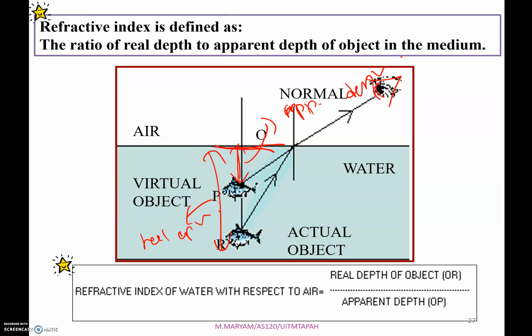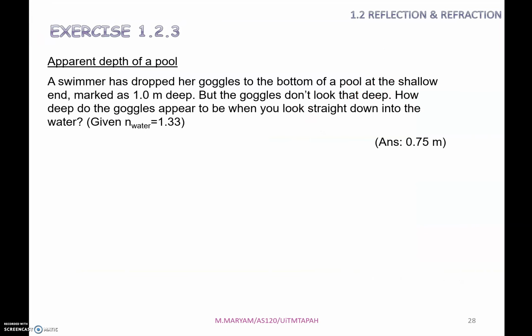So the equation will be n equals the real depth of the object divided by the apparent depth of the object. Let's do an example. A swimmer has dropped her goggles to the bottom of a pool at the shallow end marked as 1 meter deep. So this is the real depth, because that's the actual depth of the pool. But the goggles don't look that deep. How deep do the goggles appear to be when you look straight down into the water? The key words here: how deep do the goggles appear to be? Meaning, they want you to find the apparent depth.